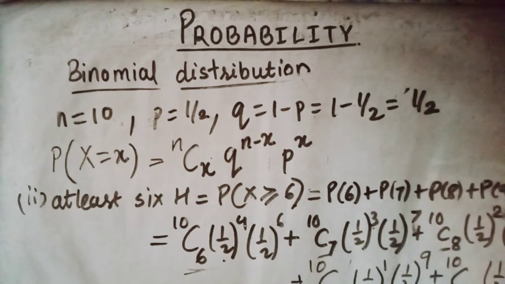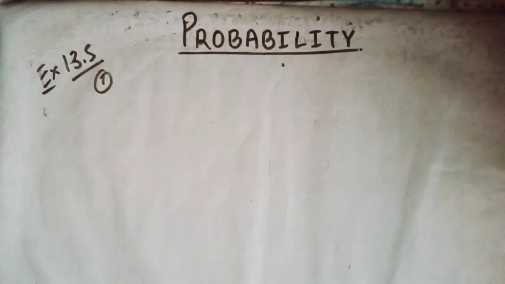Then there is one more: at the most, where you take less than or equal to 6. Same way you have to do. Okay, let's see one exercise question.